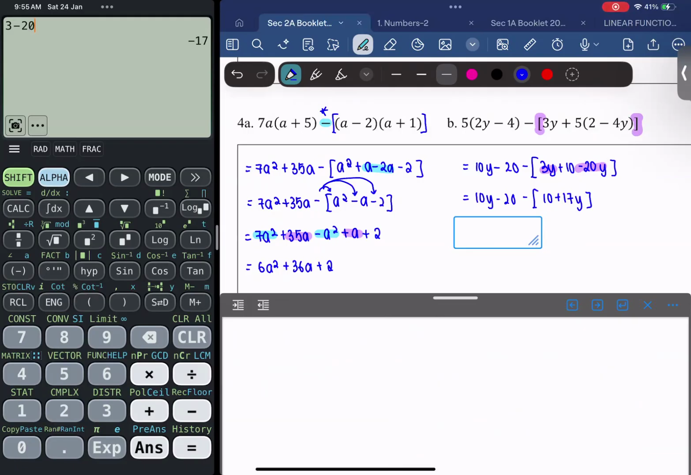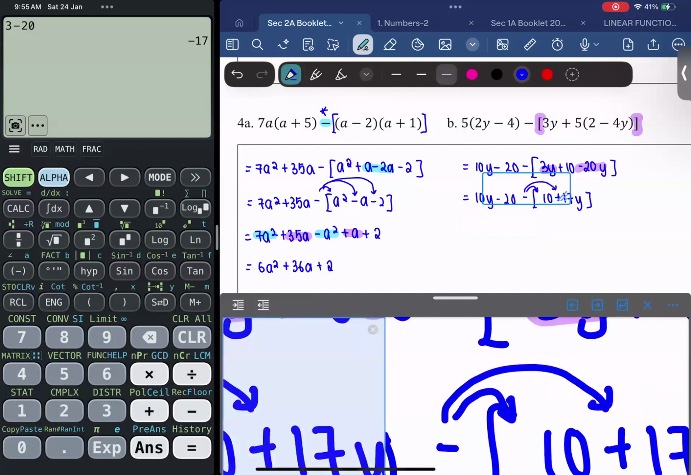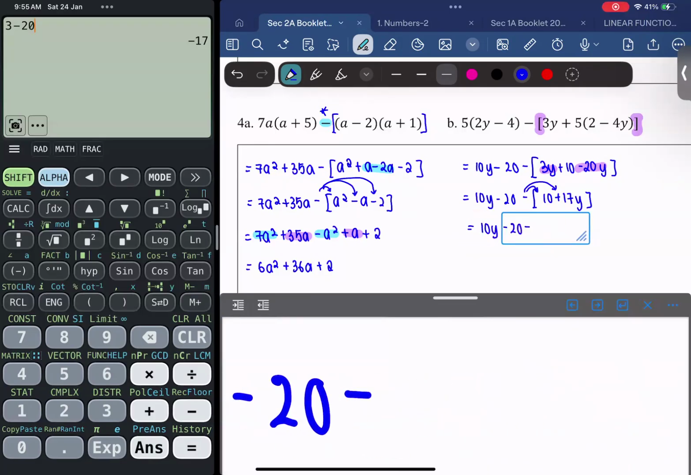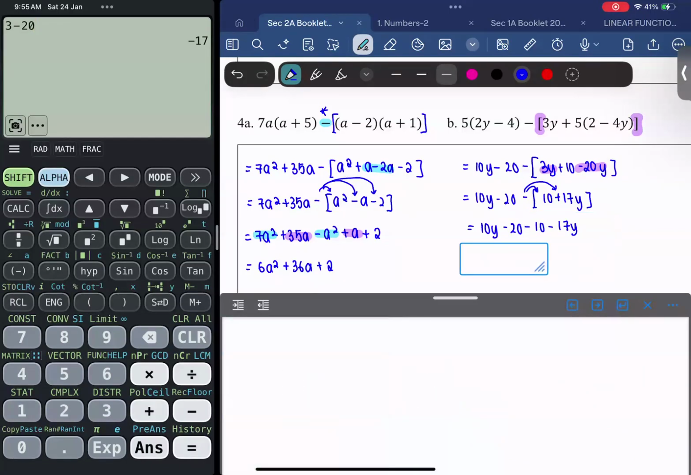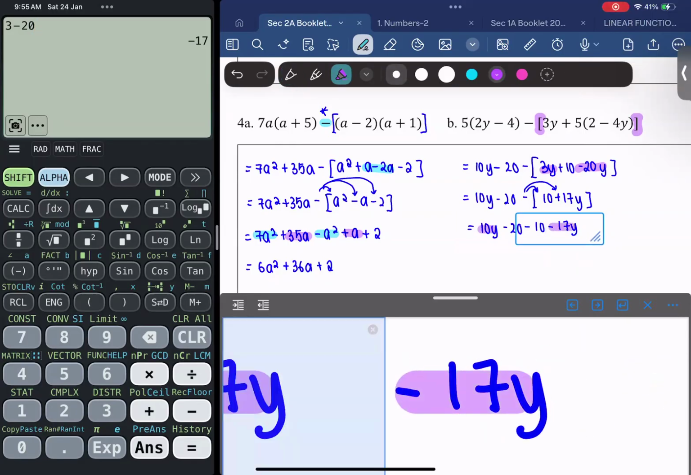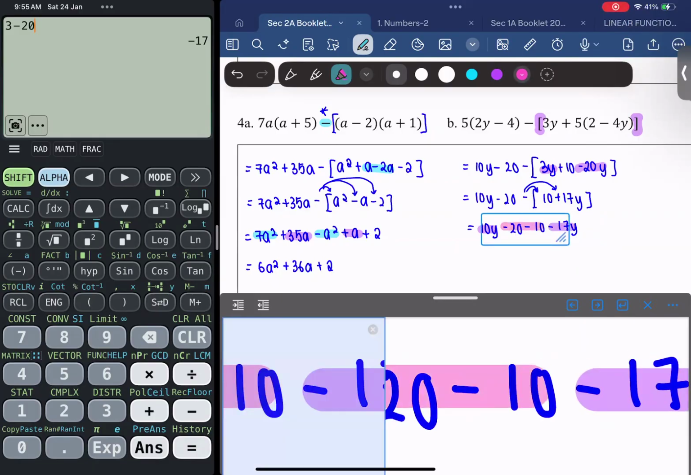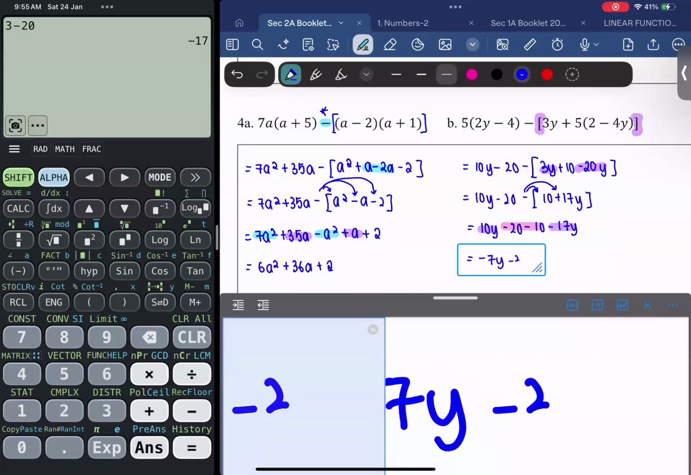Okay, expand in the negative. Then 10y minus 20 minus 10 minus 17y. Okay, check: 10y minus 17y, and negative 20 and negative 10. So it is negative 7y minus 30.